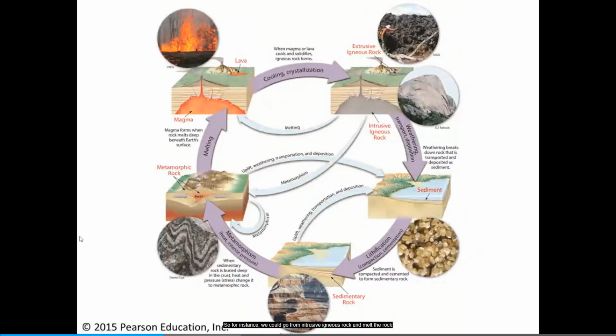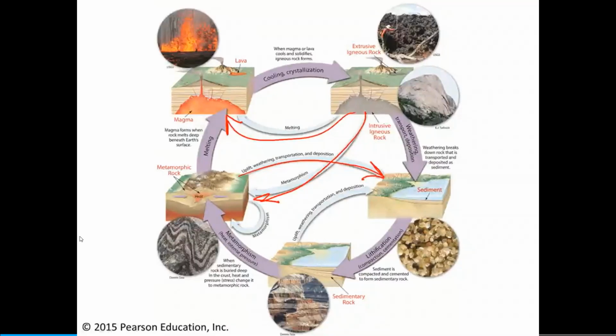So for instance, we could go from intrusive igneous rock and melt the rock and make magma again to make more igneous rock, or we could metamorphose that intrusive igneous rock. We could take a metamorphic rock and weather it to produce sediment. We could take a sedimentary rock and weather it to produce sediment. We could take a metamorphic rock and metamorphose it. So those are all valid possibilities as well.